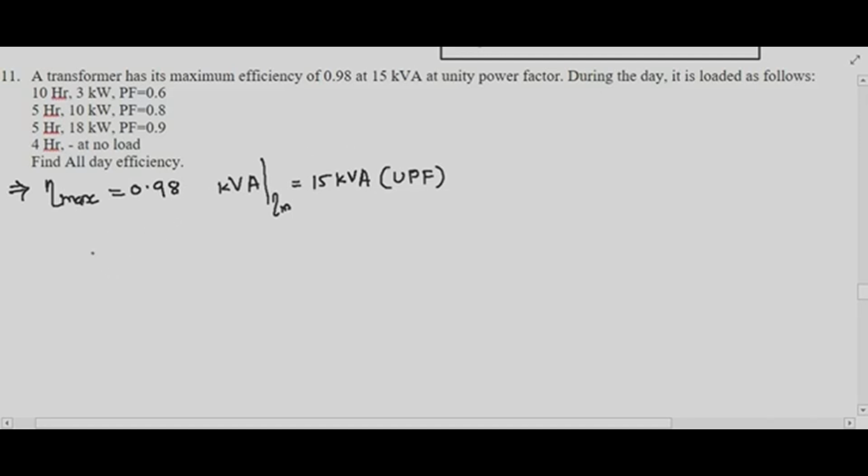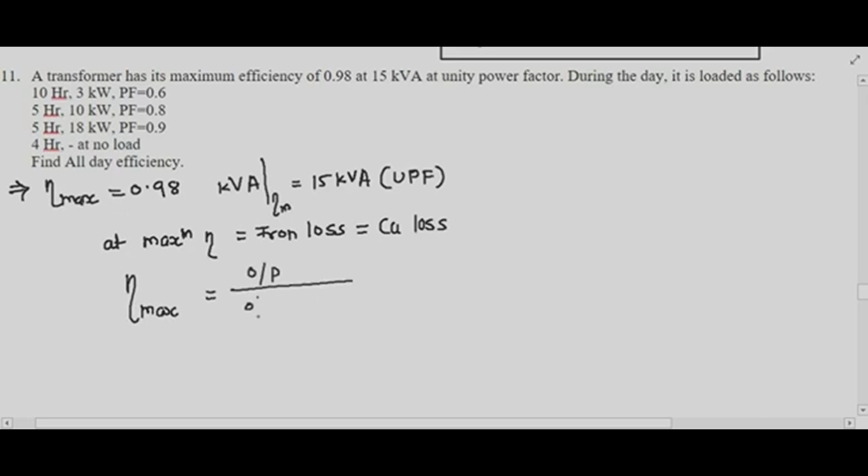So at maximum efficiency, we have studied that my iron loss equals copper loss, or my constant loss equals the variable loss. So what is the maximum efficiency? Maximum efficiency is nothing but output upon output plus iron loss and copper loss. But my iron loss and copper loss are both the same. So I will write here 2 into Pi, that is 2 times iron loss, because my copper loss is also equal to iron loss.